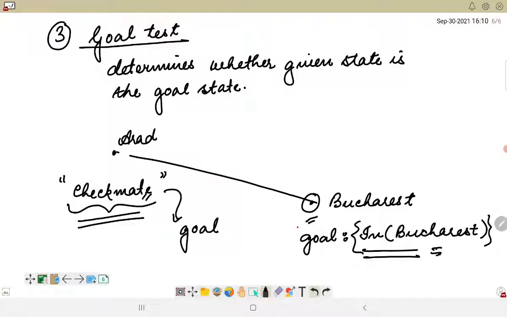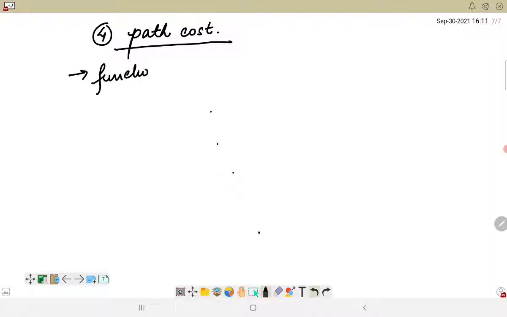Now the last one that we will be talking about is the path cost. Okay, path cost. So let us look into this first. This path cost is also a function, which will assign a numeric cost to the path.